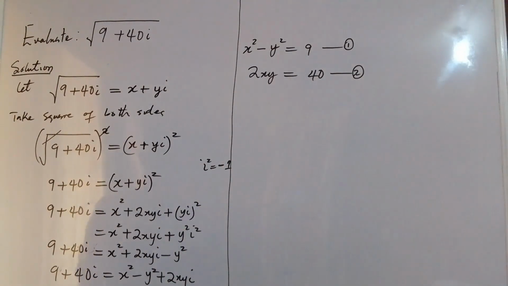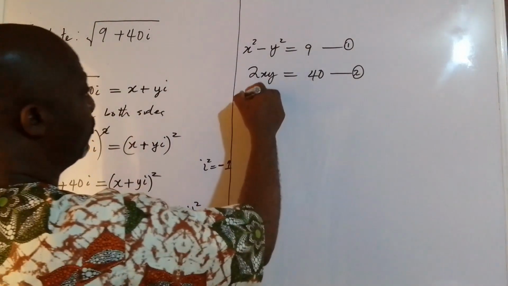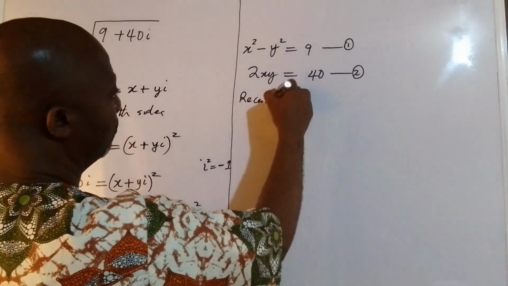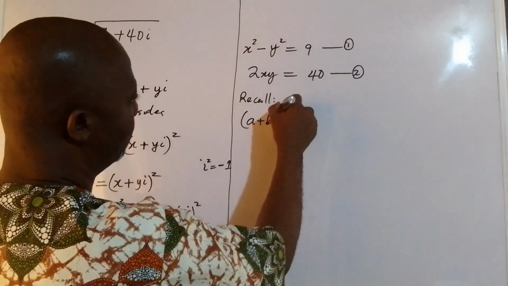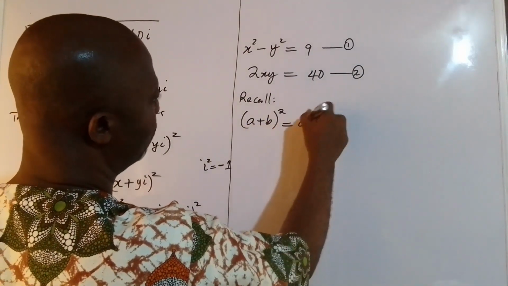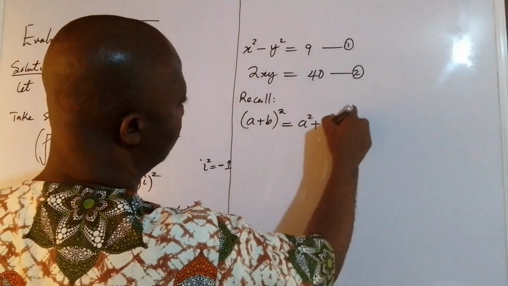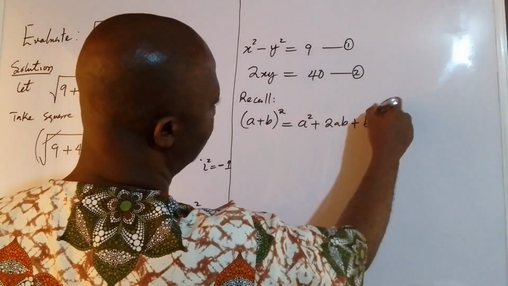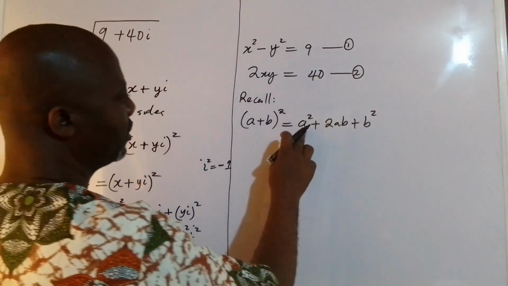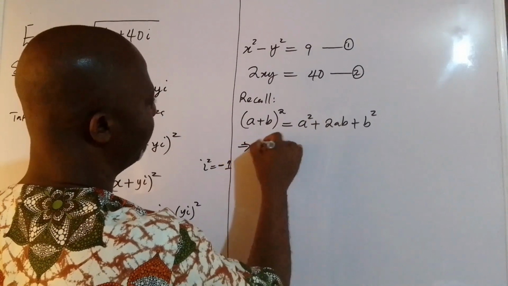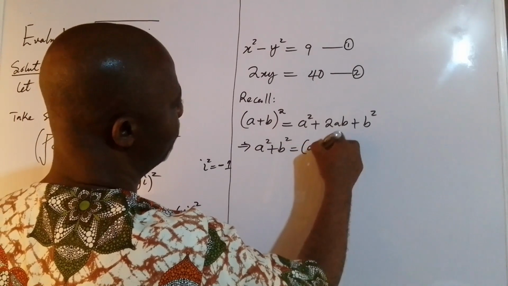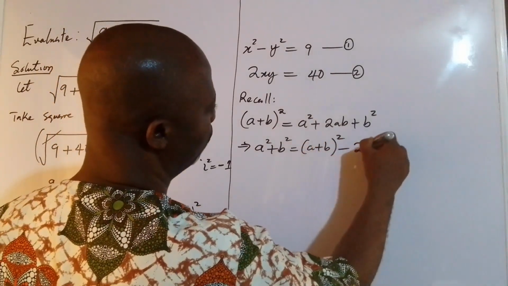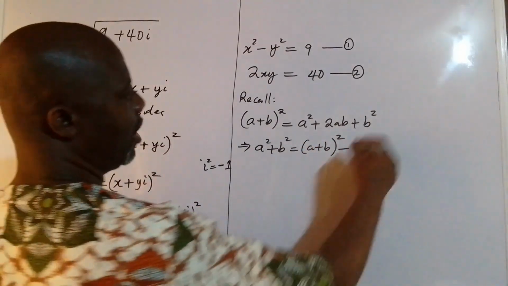From here, recall that if I have (a plus b) squared, this is the same thing as a squared plus 2ab plus b squared, from which I can get a squared plus b squared equal to (a plus b) squared minus 2ab. So I have this.